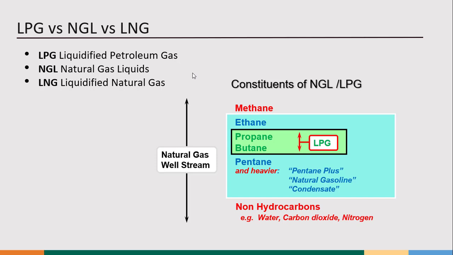And then we have the non-hydrocarbons, water, oxygen. So if I take a natural gas well stream, you will find these things. And methane, if it is converted into liquid, is called LNG, having some traces of C2 plus. So you can get this. This is all LNG. And this is LPG.